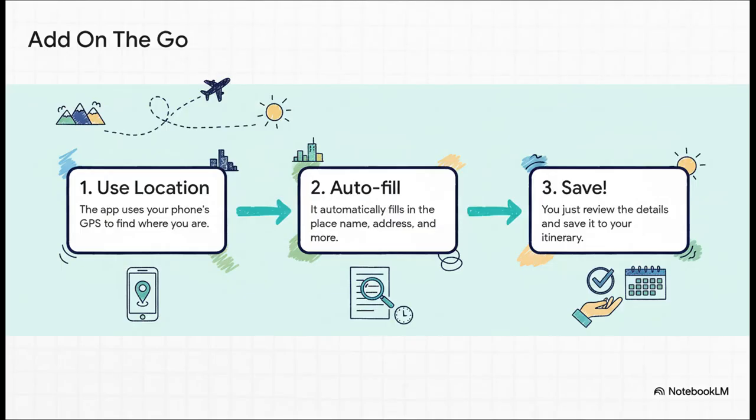Okay, but what if you're not a super planner? What if you're more spontaneous? Well, check this out. Let's say you just stumble upon an amazing little cafe. You just tap current location, the app uses your phone's GPS, finds exactly where you are, and boom, it automatically fills in the name, address, and even the website. All you do is give it a quick look, hit save, and it's instantly part of your trip.